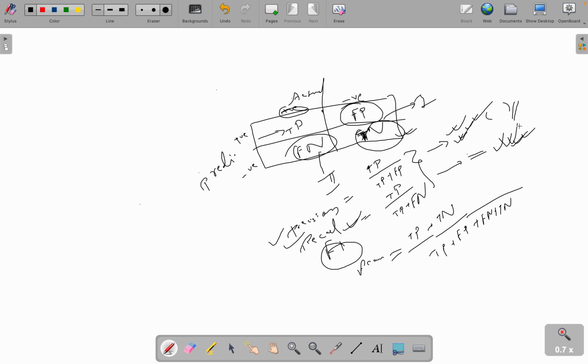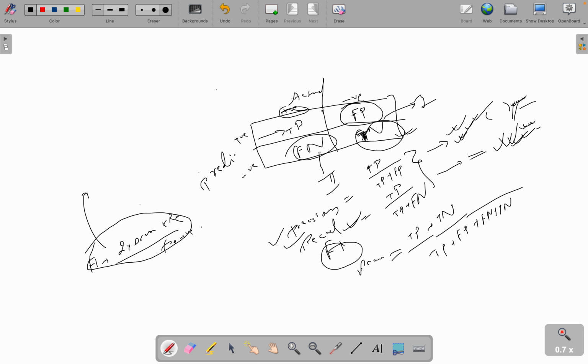Okay, so recall is how many times you are correctly identifying a terrorist as a terrorist, and precision is how many times you are able to identify the terrorist. Okay, so this is precision, this is recall. And there is something called F1 score, that is 2 into precision into recall divided by precision plus recall. So this is actually the harmonic mean between the precision and recall.